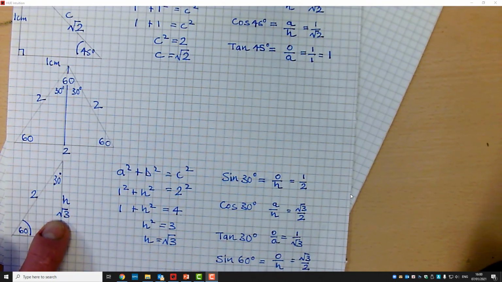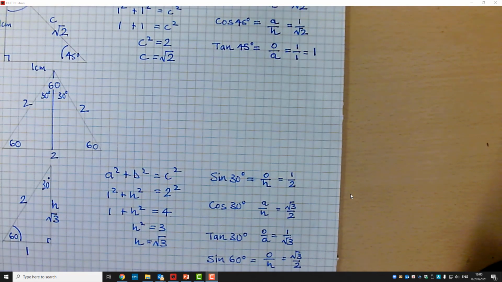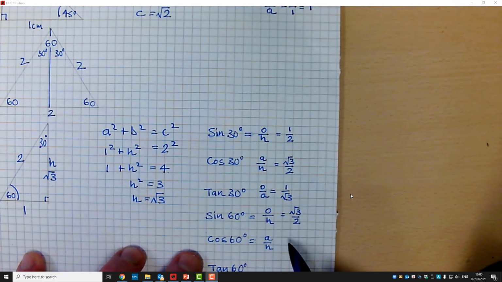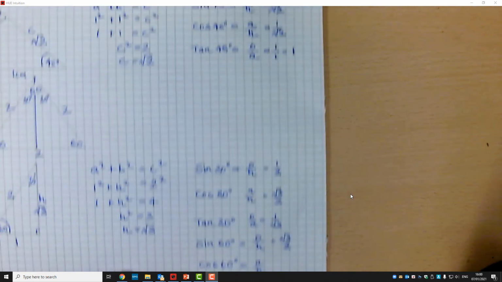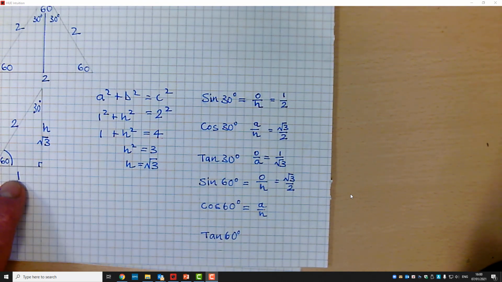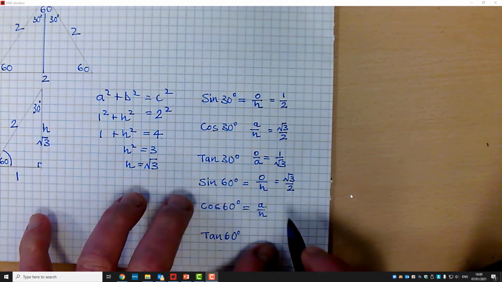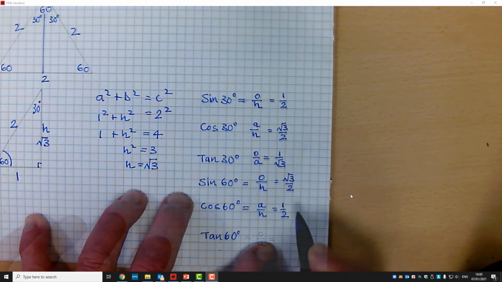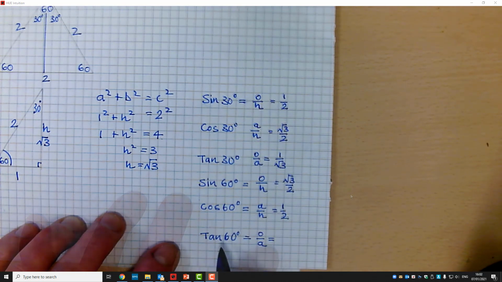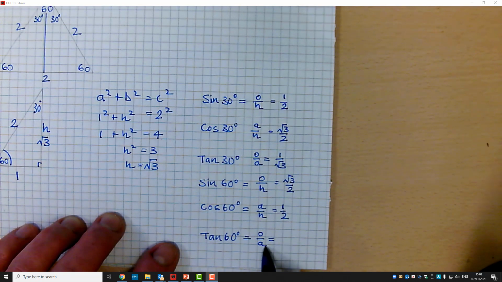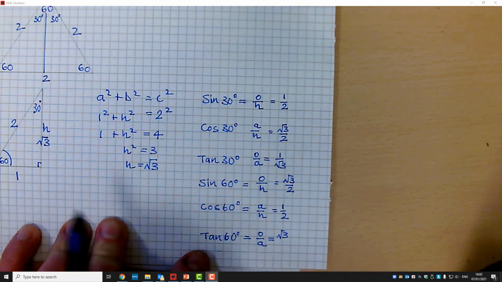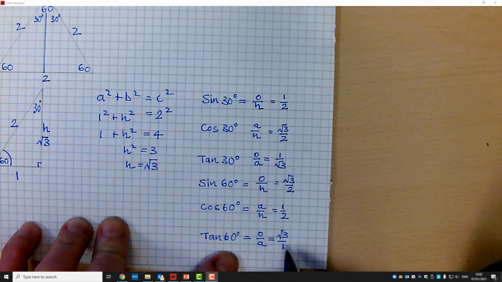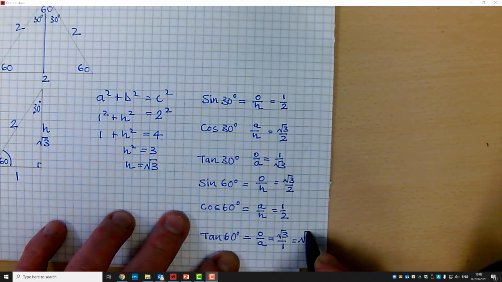What about cos of 60? Cos, or cosine, is adjacent over hypotenuse. It's always adjacent over hypotenuse. It's always those two sides. And for this particular triangle, the adjacent is 1 and the hypotenuse is 2. So 1, 2. Finally, the tan of 60 is the opposite over adjacent, and the opposite is the square root of 3, and the adjacent is 1. And the square root of 3 divided by 1 is just the square root of 3.